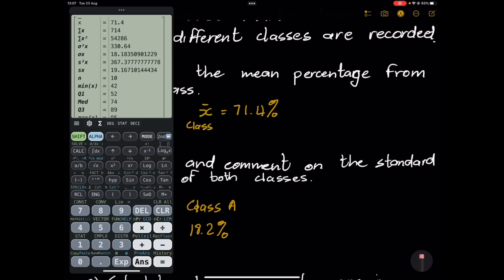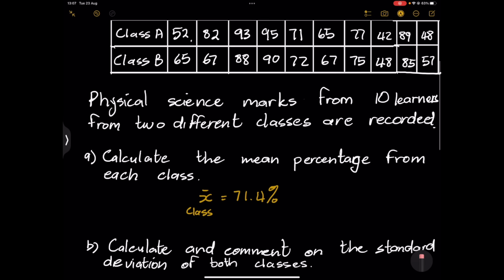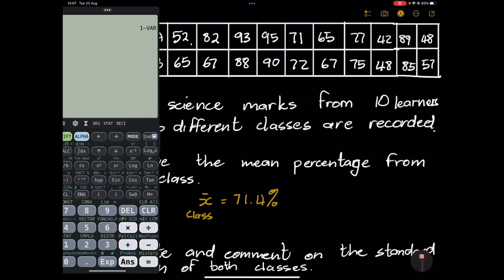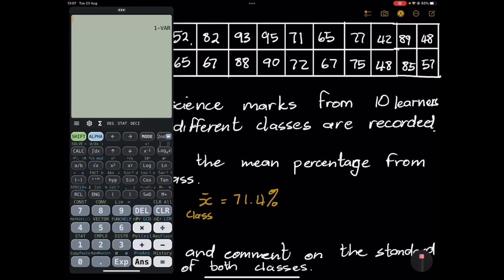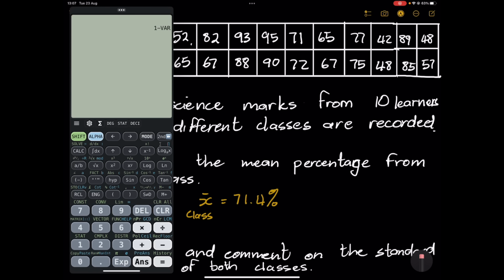Okay, right, now what we would need to do is the same for class B. All right, remember again, so we're going to clear all the data there. And then remember we started at mode, you have chosen stat in that case. And what you may likely find is that, if you didn't clear all the data, you would still find it over there.